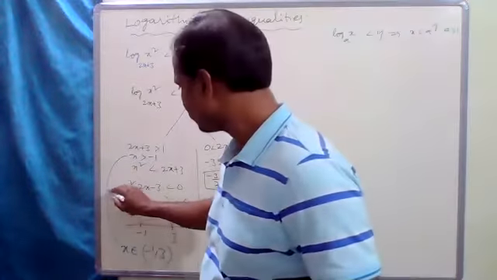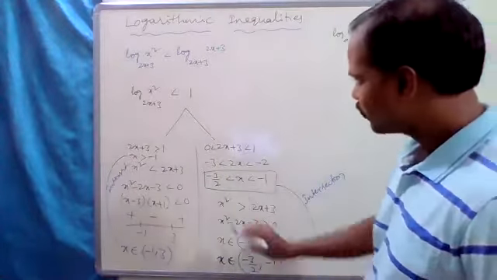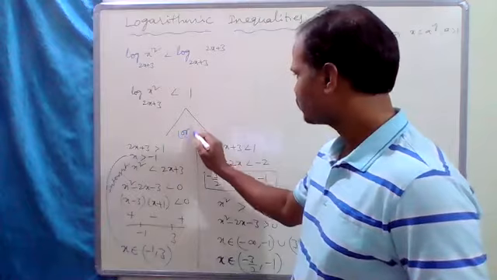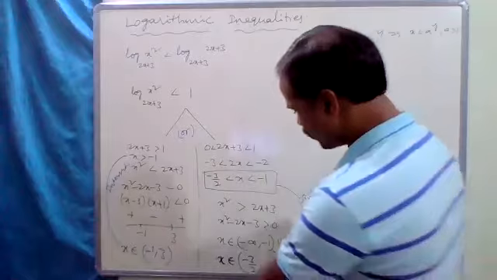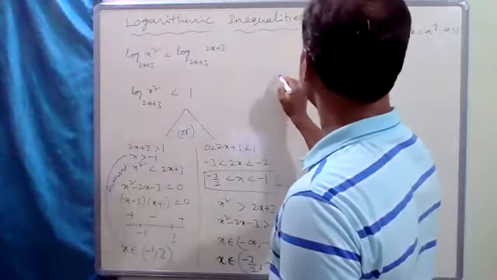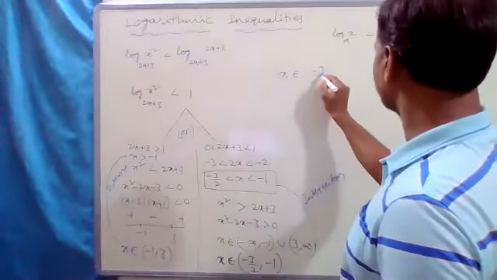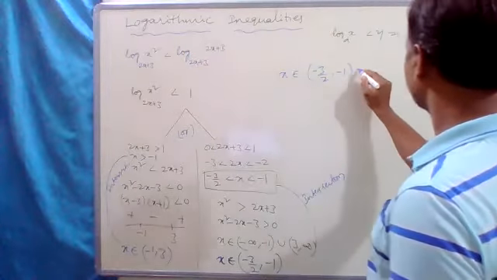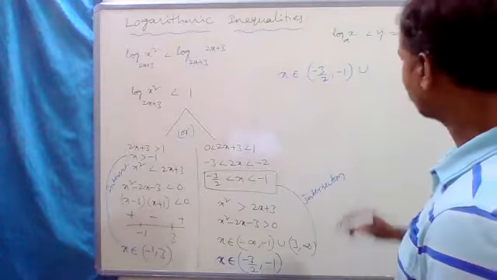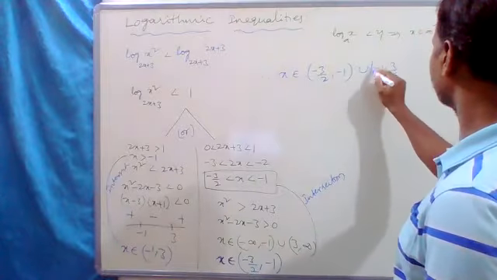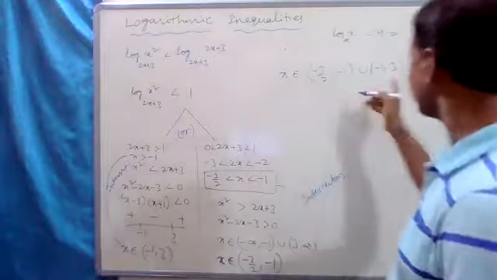Okay na? Here also intersection. Now this or this, whether 2x plus 3 greater than 1 or this one. So now what you have to do? You have to apply the union of these two. Therefore, x belongs to, what is the union of this one? So minus 3 by 2 comma minus 1 union minus 1 comma 3.